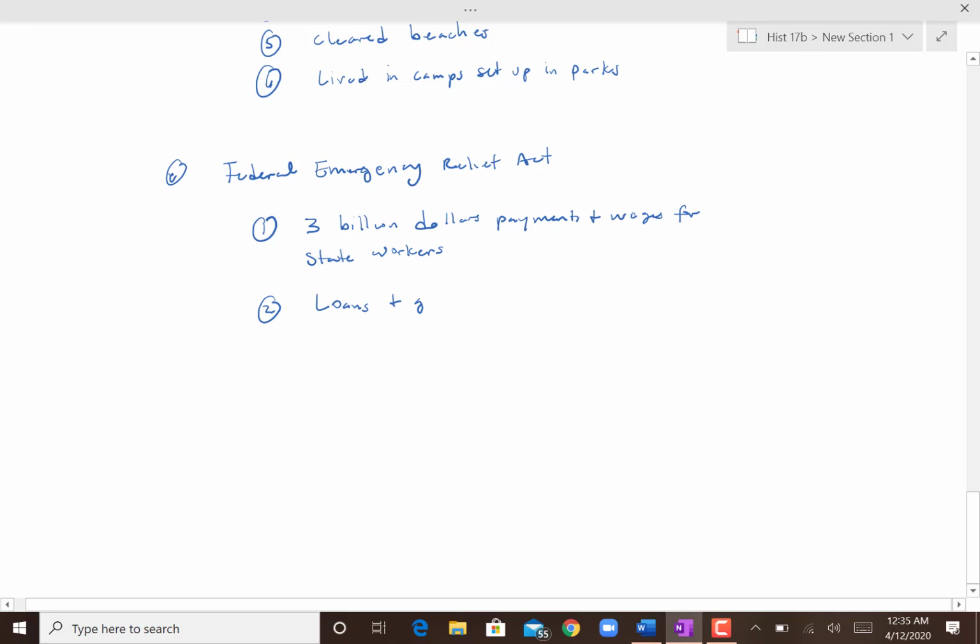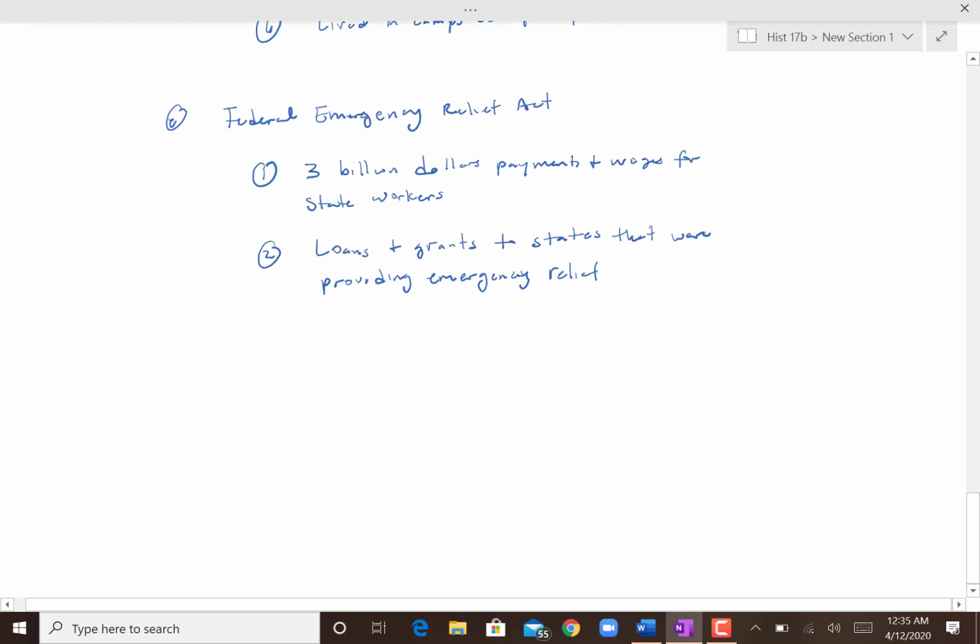So, which was kind of like what Hoover had tried to do with the $300 million earlier, that just wasn't actually doled out. And here, for states that were providing emergency relief, they could get loans and grants to help out, as well as, again, the whole idea of having the states be able to pay their state workers, which was an important part of not only keeping people working, but helping the state as a whole. And then these were also used to hire unemployed people for the public works programs. So this one really, like I said, targeted the states.